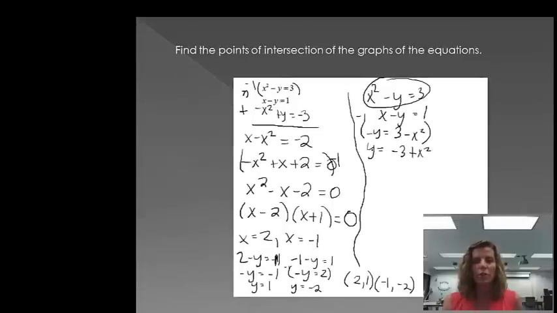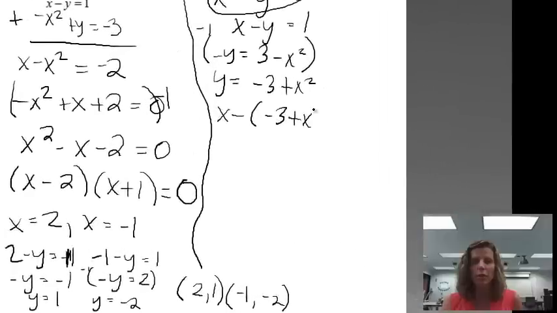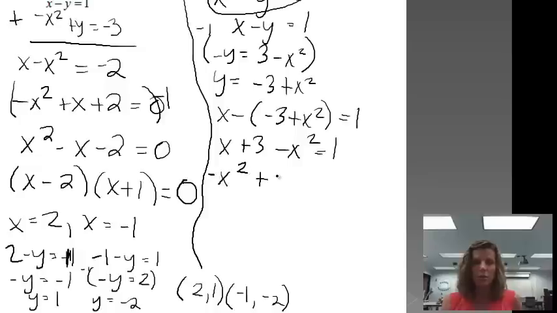And now what I can do is go into the second equation. It's just called substitution. I can plug this expression in for y. So I'm going to have x minus the quantity negative 3 plus x squared equals 1. And then I'm just going to get rid of my parentheses. I'll get x plus 3 minus x squared equals 1. And then again, I'm going to set it equal to 0. I'll subtract 1 from both sides, and I'll put it in standard form. I'll get negative x squared plus x plus 2 equals 0.